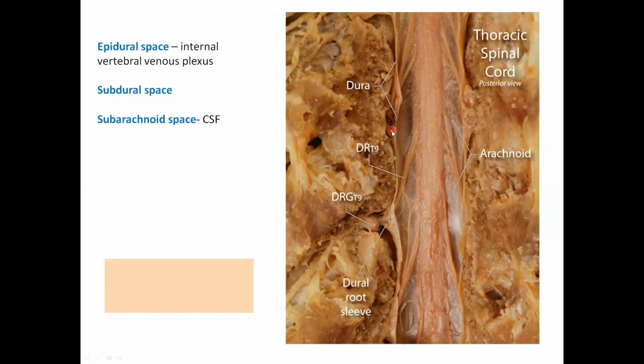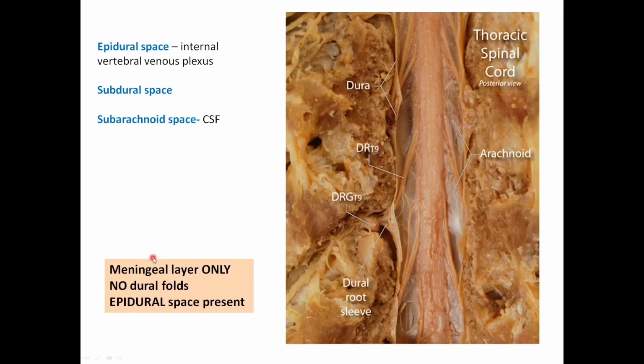Now, the space between the bones forming the vertebral canal and the dura mater is called the epidural space. This epidural space contains the internal vertebral venous plexus. The space between the dura mater and the arachnoid mater contains a very thin film of capillary fluid. It's called the subdural space. The space between the arachnoid mater and the pia mater is called the subarachnoid space, and that contains the cerebrospinal fluid.